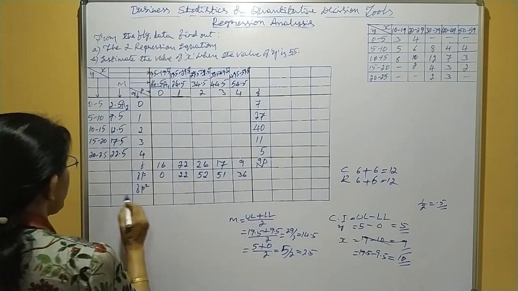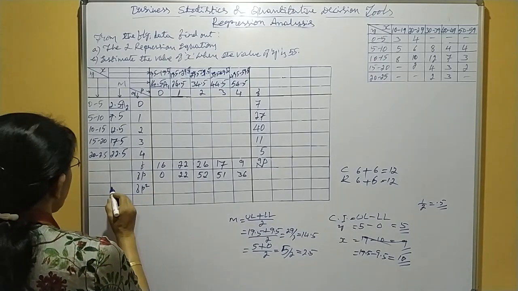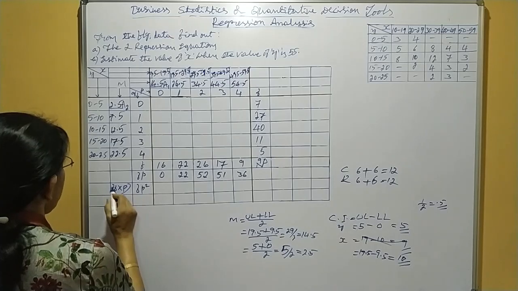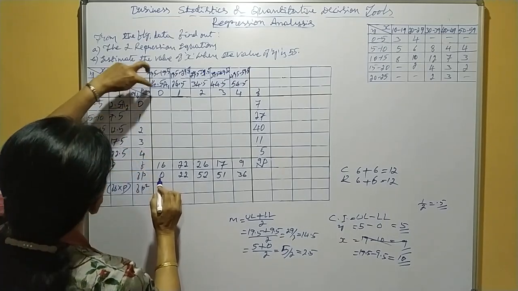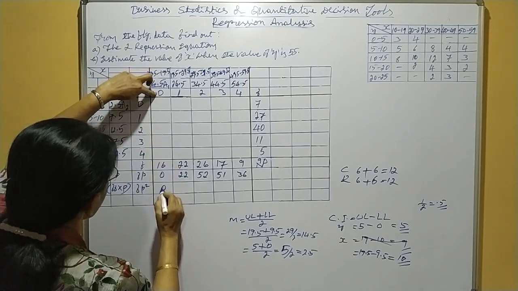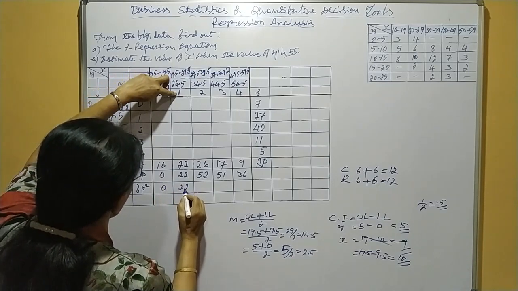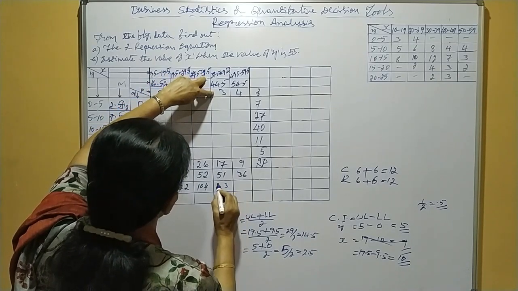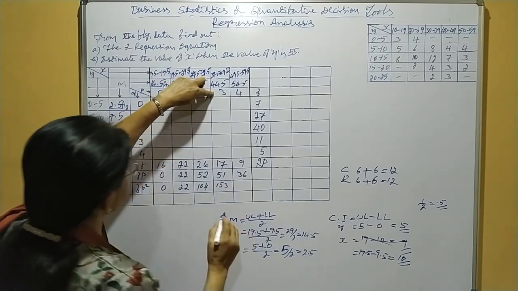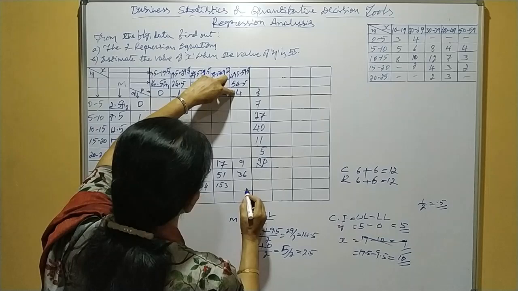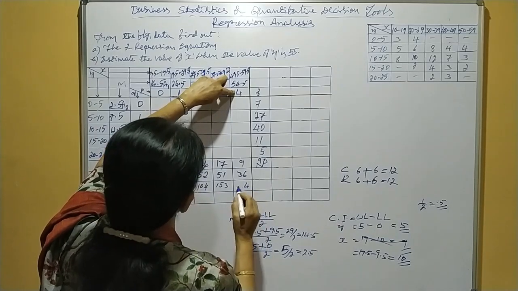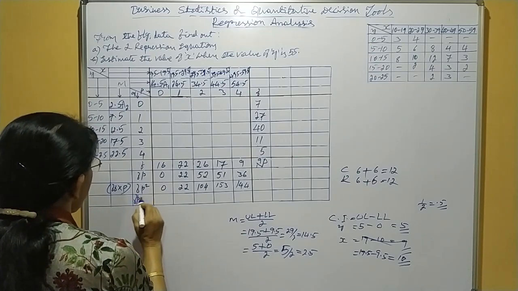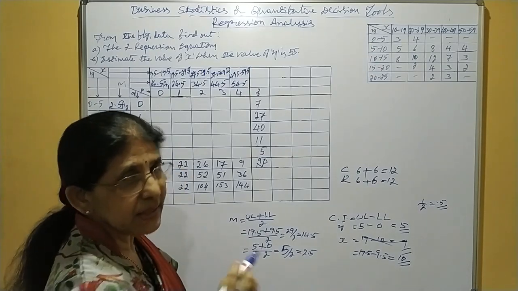Next one, FP square. It is known to you. FP square means FP into P, isn't it? FP into P. 0 into 0, 22 into 1, 52 into 2, 51 into 3, next 36 into 4, 144. Then FPQ, that let us take later.